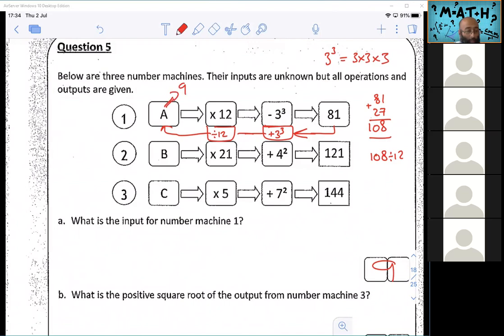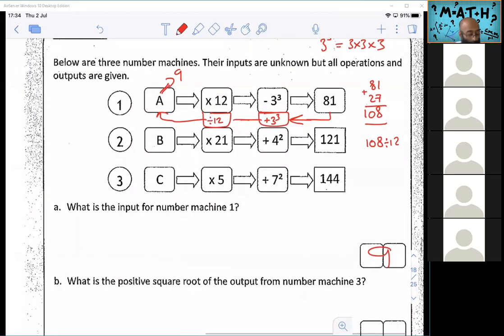Next question, please. Question B. What is the positive square root of the output from number machine 3? Okay, so they want you to square root the output of machine 3.